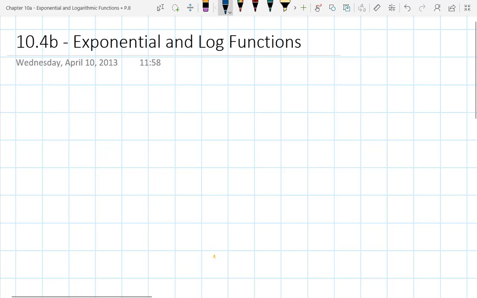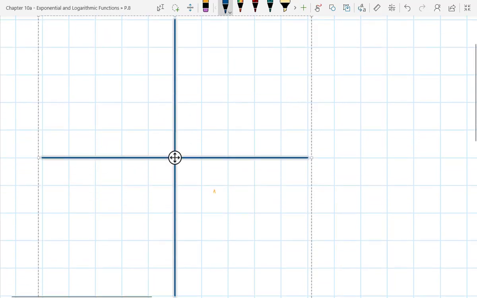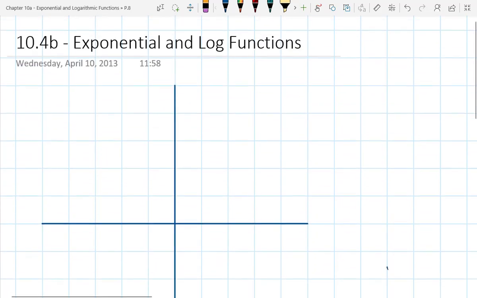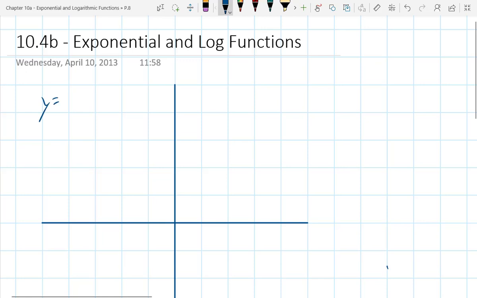I'm sorry for this. To start, I want you guys to put a grid down, or put an axis down, just a coordinate axis, and we're going to graph two functions. Y equals 2 to the x, and its opposite, or inverse, y equals the log base 2 of x. The right one is often called a binary log. The left one is about your most basic exponential function you can do.